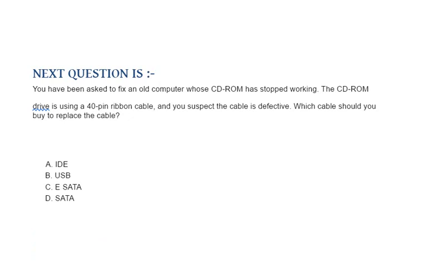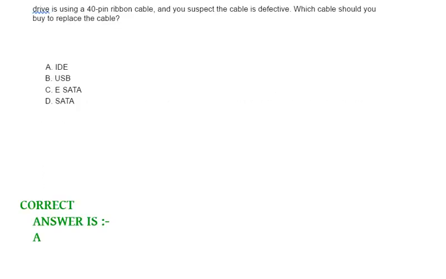Next question is, you have been asked to fix an old computer whose CD-ROM has stopped working. The CD-ROM drive is using a 40-pin ribbon cable and you suspect the cable is defective. Which cable should you buy to replace the cable? Option A, IDE. Option B, USB. Option C, eSATA. Option D, SATA. Correct answer is option A.